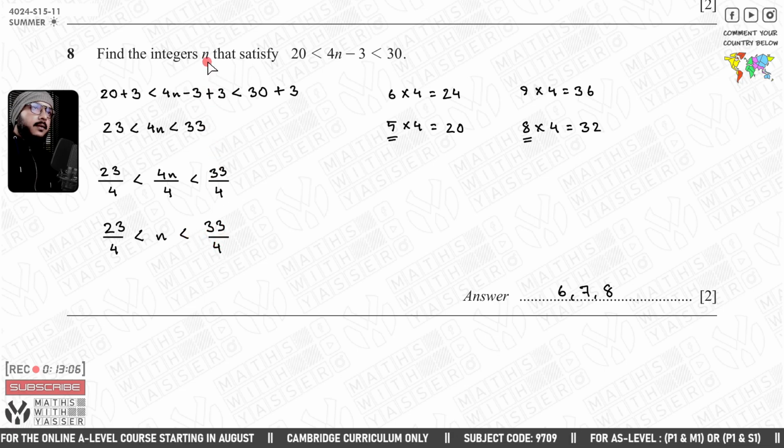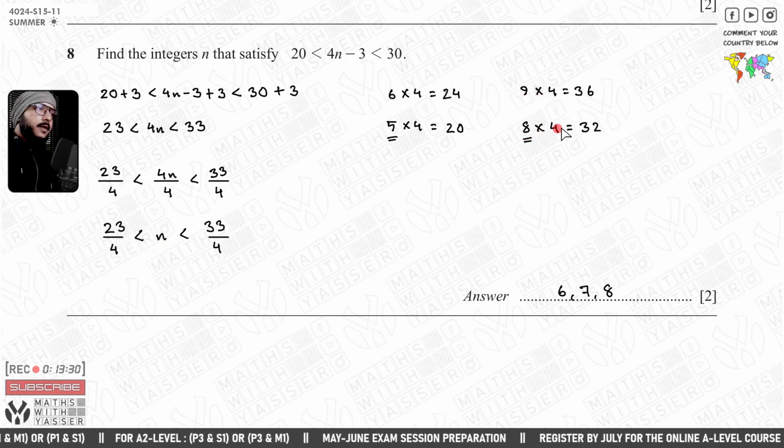Now since n is an integer, let's do some calculations. We know that 6 times 4 is 24. 5 times 4 is 20. That means 23 by 4 will be 5 point something. Also, 9 fours are 36 and 8 fours are 32. That means 33 by 4 will be 8 point something. So the integers that lie between these two numbers have to be 6, 7, and 8.